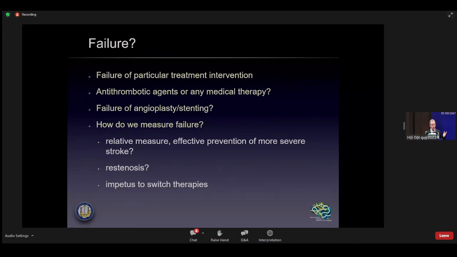There's multiple approaches that need to be taken from a stroke prevention standpoint. And then we come back to this issue about the failure of endovascular approaches and the failure of angioplasty and stenting, which I'll expand upon more in a moment. But in general, we have to think about how we consider failure. This is a relative measure. If you do intervention, if you stent a patient and they have a restenosis, but no clinical events in follow-up, is that truly a failure? I would say from a clinical standpoint, obviously no.